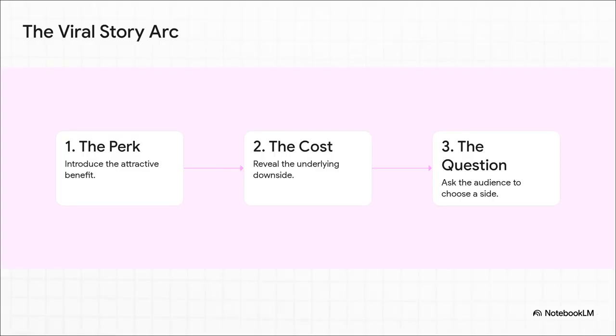So this gives us a simple but really repeatable story arc for any viral content. First, you introduce the perk. Second, you reveal the hidden cost. And third, you end with a direct question. This simple structure is what turns passive viewers into active participants in the conversation.